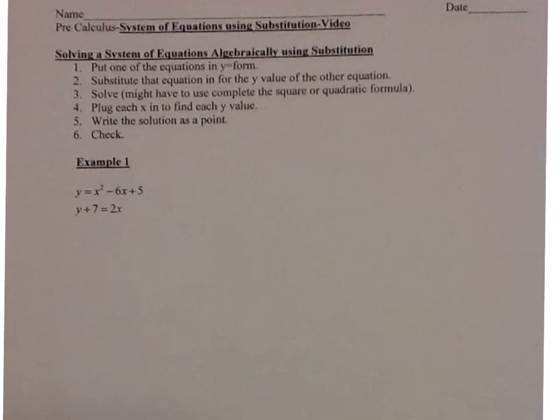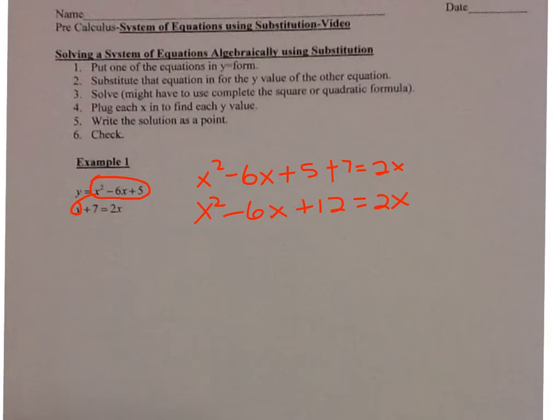This is a linear. So since my quadratic is in y equals form, I'm going to take x squared minus 6x plus 5 and substitute it in for the y value. So I get x squared minus 6x plus 5 plus 7 is equal to 2x. When I combine like terms, I get x squared minus 6x plus 12 equals 2x. So I'm going to subtract 2x from both sides. So I get x squared minus 8x plus 12 is equal to 0.